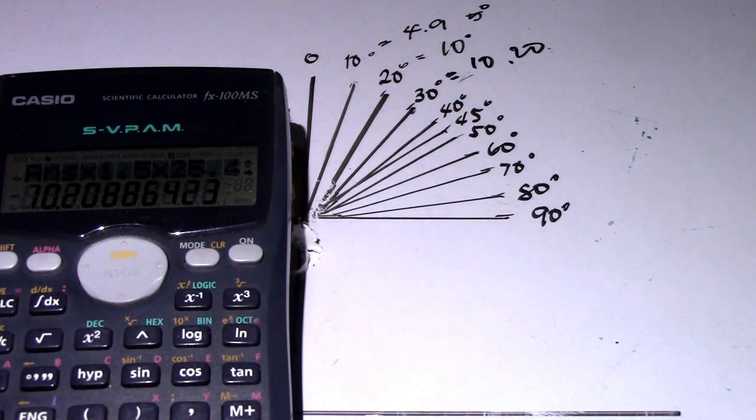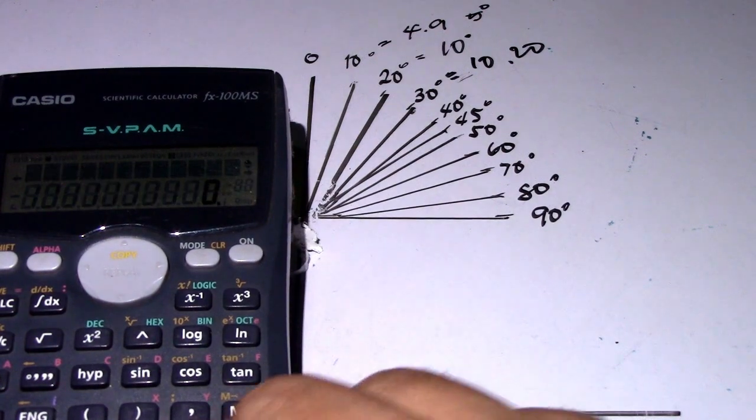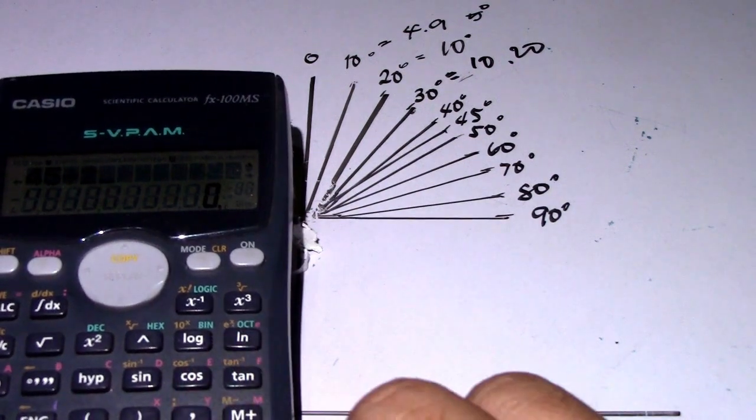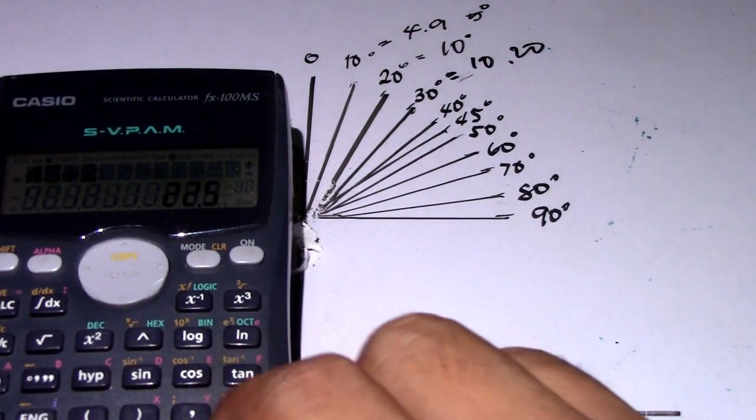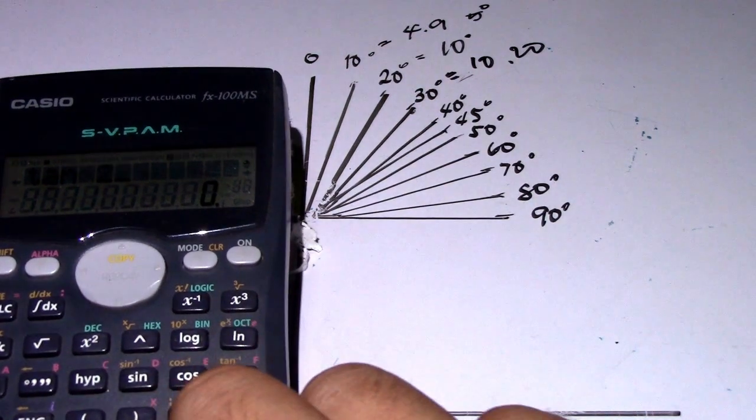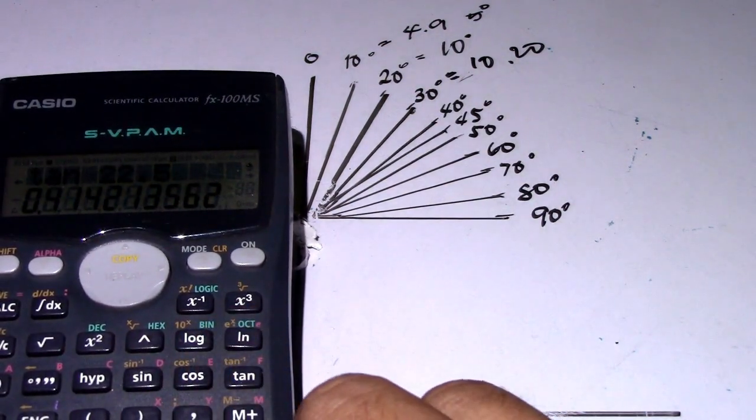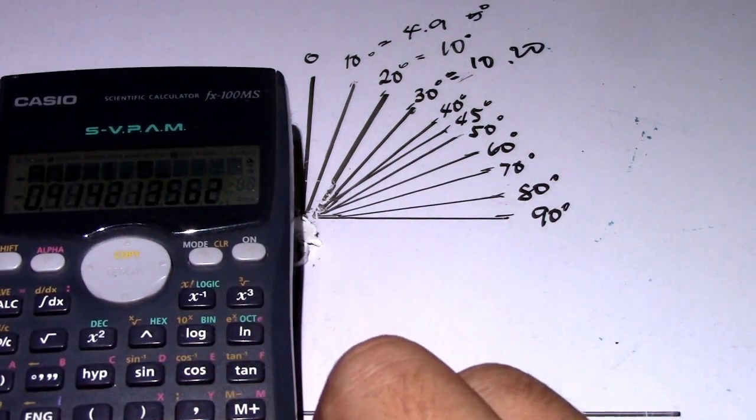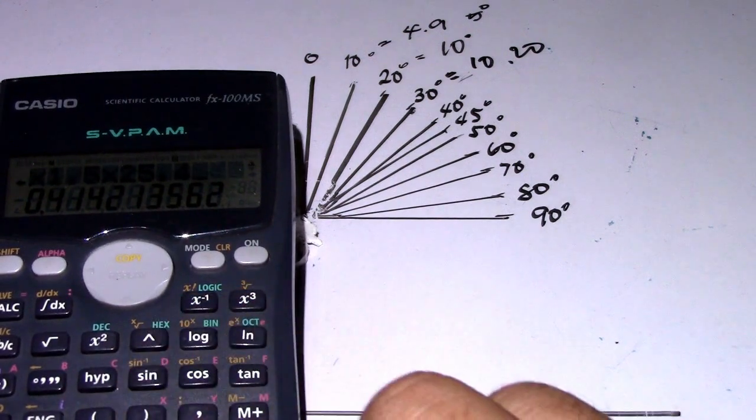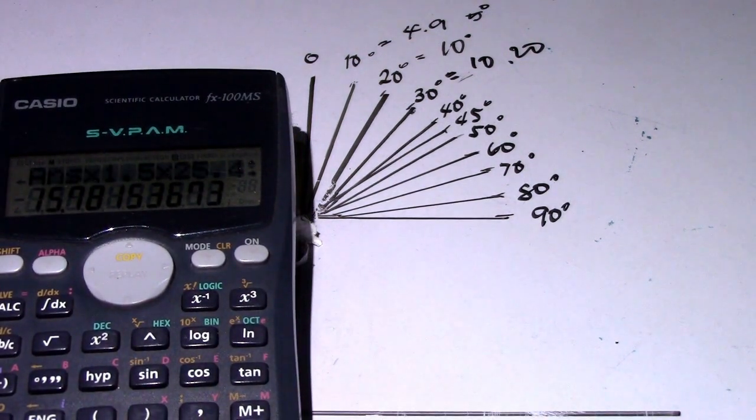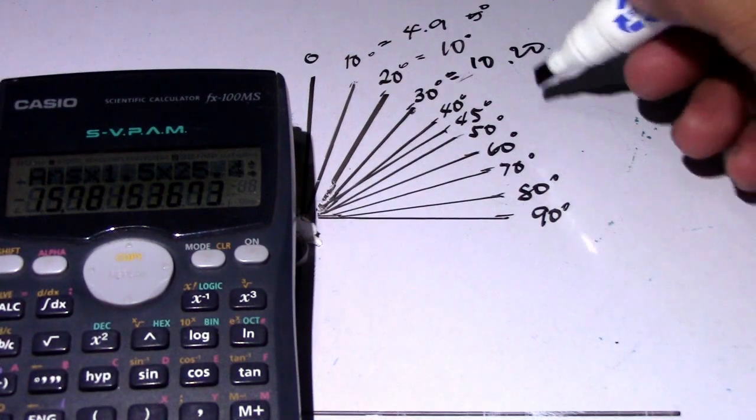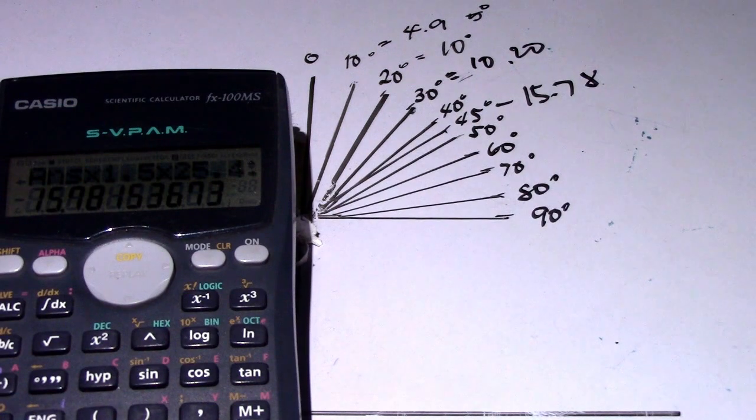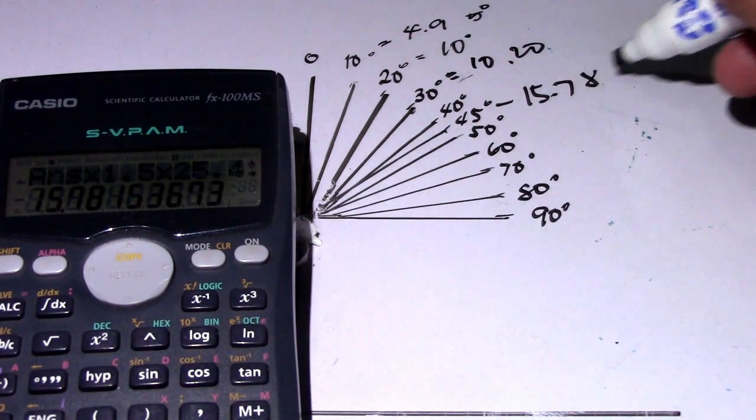So let's try the 45 degrees. 45 divided by 2 is 22.5. So tangent of 22.5, multiply it by 1.5, multiply it by 25.4. So our answer for the 45 degrees is 15.78.